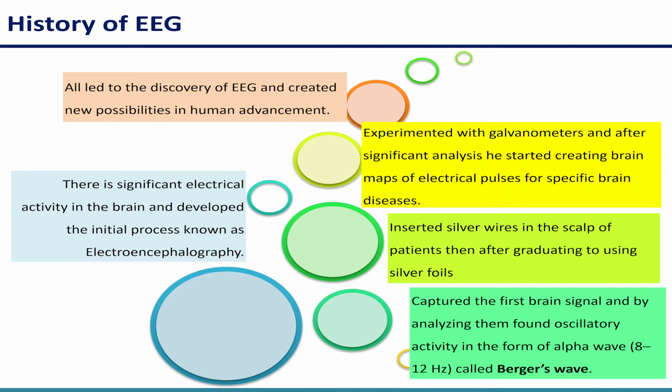He experimented with galvanometers, and after significant analysis, he started creating brain maps of electrical pulses for specific brain diseases. So this all led to the discovery of the EEG and created new possibilities for human advancement.